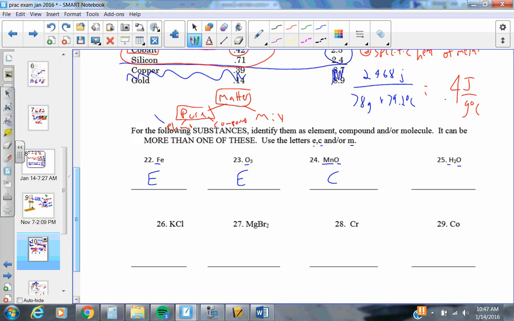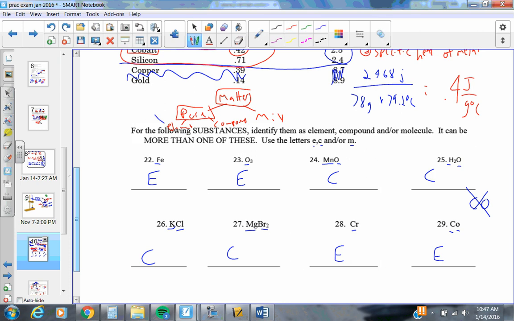This one has hydrogen and oxygen. It's a compound. This one has potassium and chlorine. That's a compound. This one has magnesium and bromine. Also a compound. Only one capital letter. Cr is chromium. It's got its own space. That is an element. And big C, little o, not big C, big O. Big C, big O would be a compound, but that's not what it says. You'll find cobalt on there. It has its own little box. That is an element.